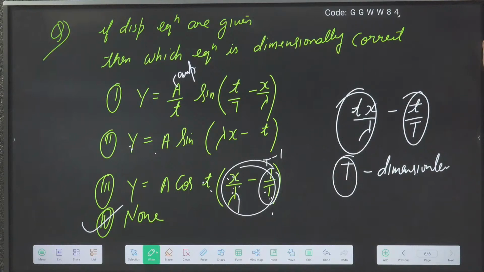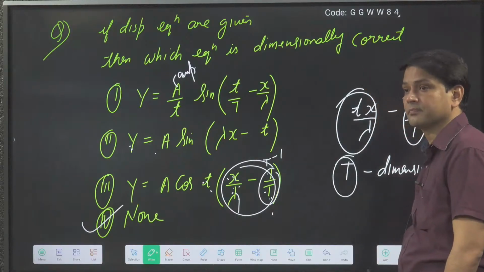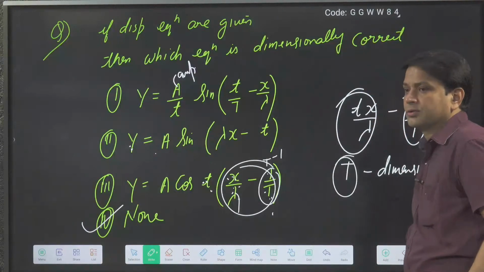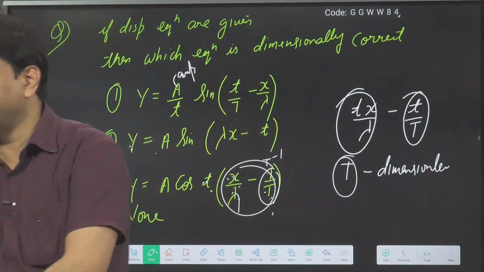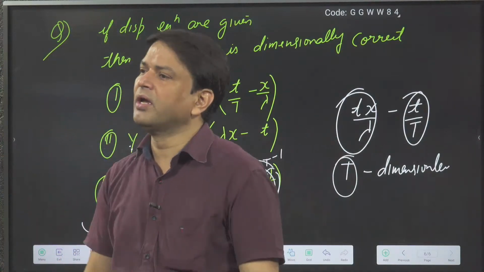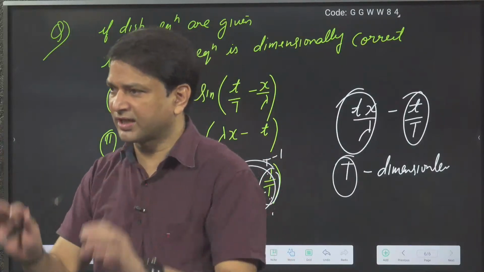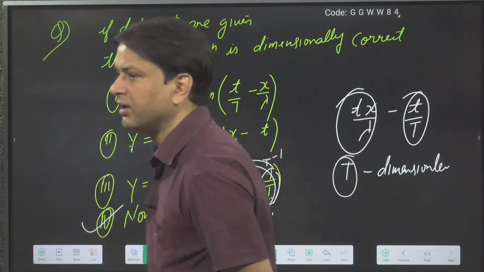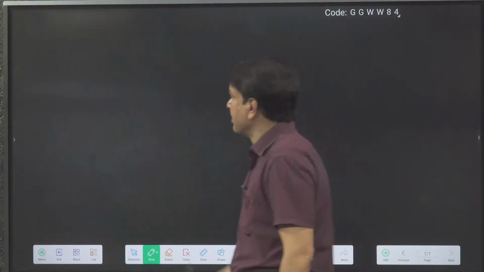Completed. Okay. So by using the dimension we can verify any physical equation dimensionally. Okay, if it is dimensionally incorrect, then we can say it is an incorrect equation. If it is correct, then it may or may not be correct. Okay, completed.